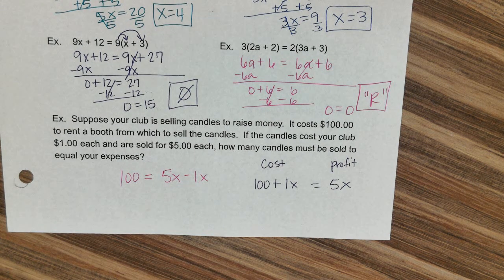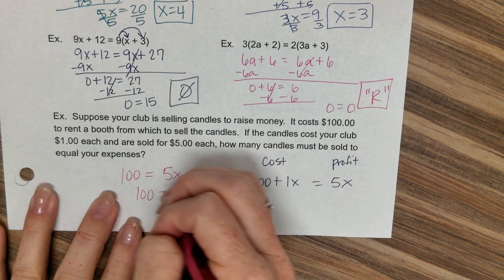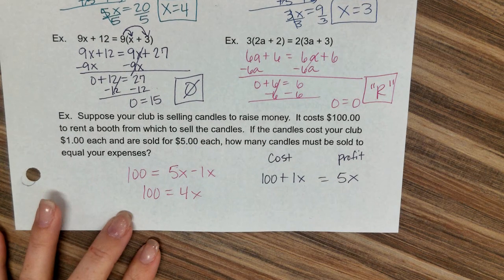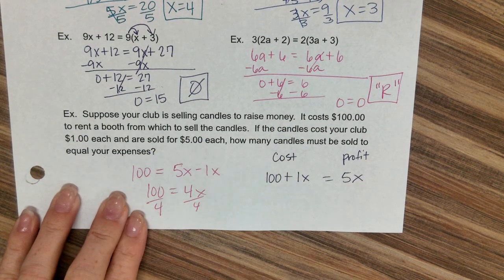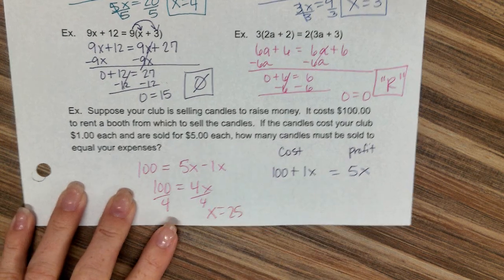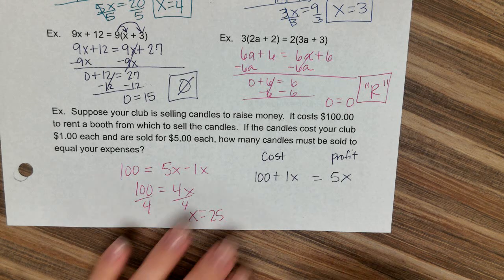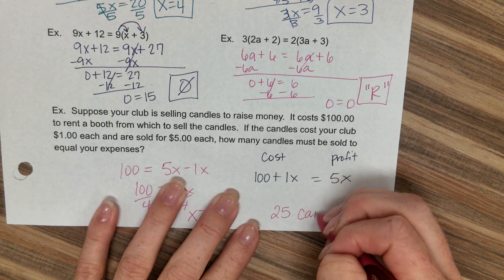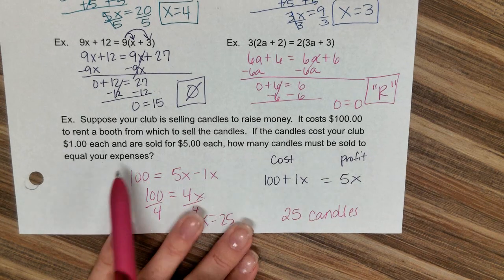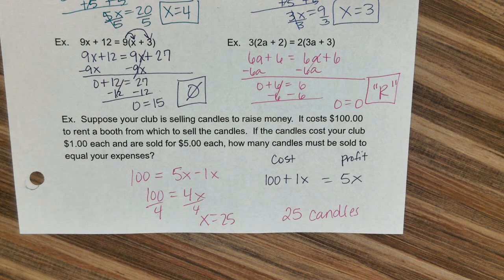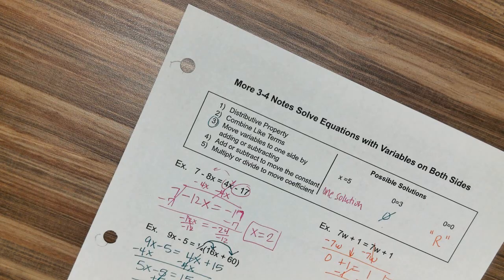All right, so I have 100 equals 4x, because 5x minus 1x is 4x. I divide by 4. And 100 divided by 4 is? So what does that represent? 25 what? If y'all put a C, you should know. 25 candles. So you need to sell 25 candles just to break even and not even make any money. So to make profit, you'd have to sell 26 and you wouldn't make much. So you need to sell a lot of them. See what I'm saying? All right, flip to the back.